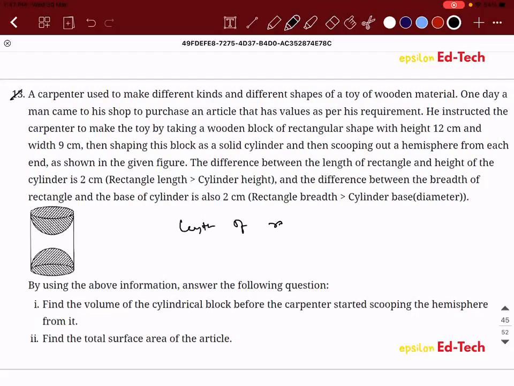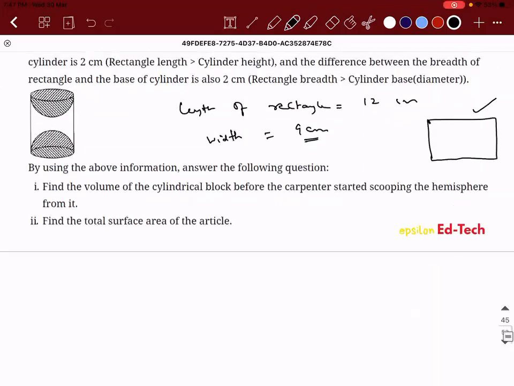Length of rectangle is 12 centimeter. The breadth or the width is going to be equal to 9 centimeter. So a wooden block is taken. Generally, when you go to a shop, a wooden block like this will be given. Now this wooden block is converted to what? Cylinder, sir. So now the wooden block is converted to a cylinder. Now what is the height of the cylinder?